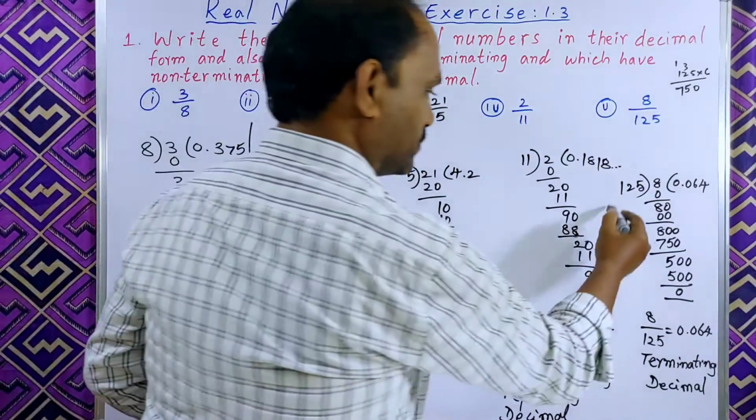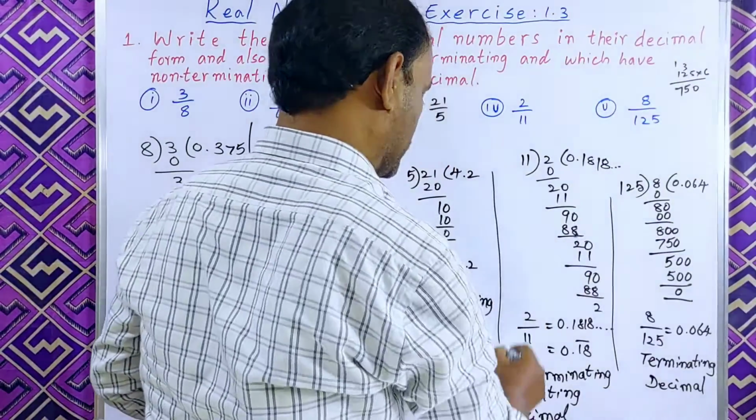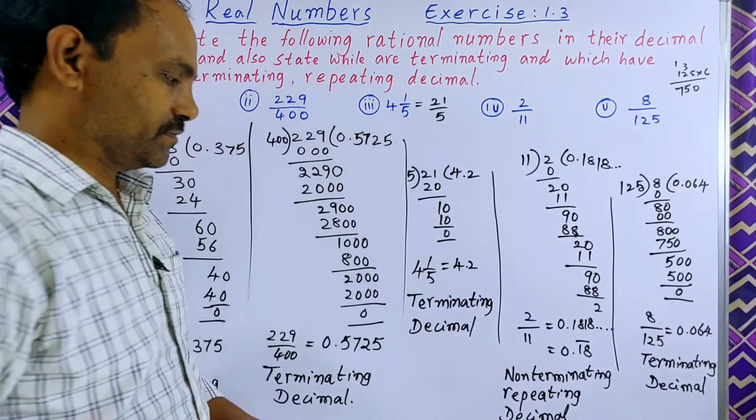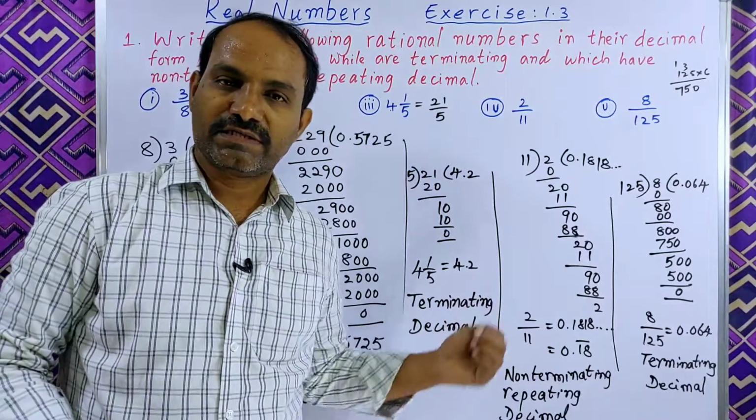Is it understood? You can divide like this. Okay. Is it understood now?